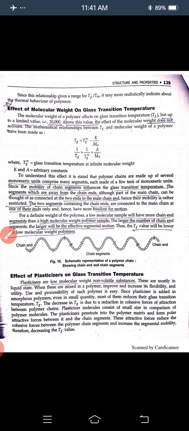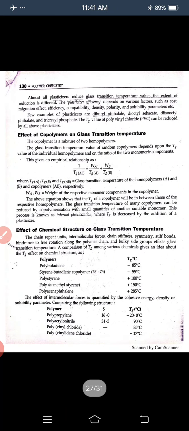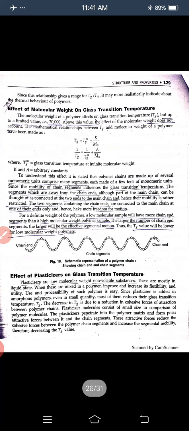Effect of plasticizer on glass transition temperature. We will discuss it in the next lecture.